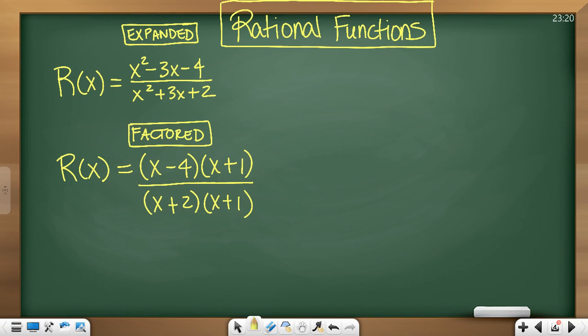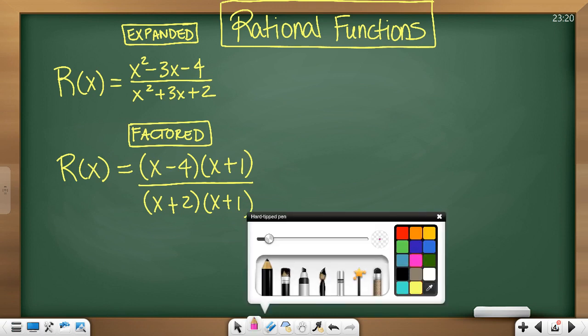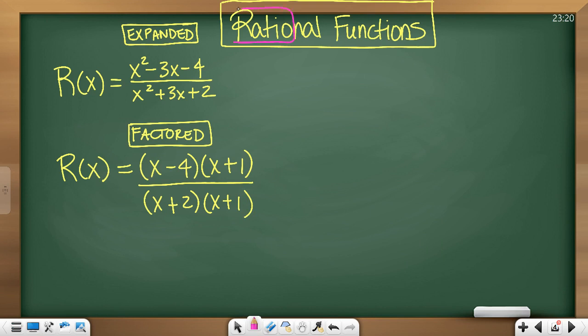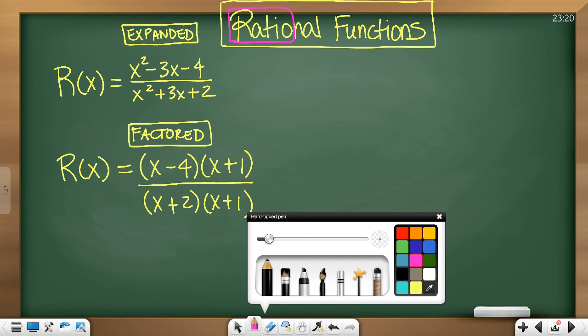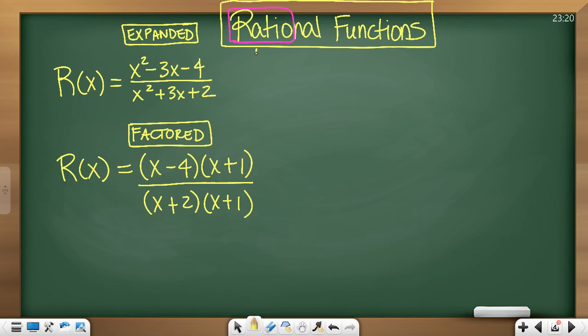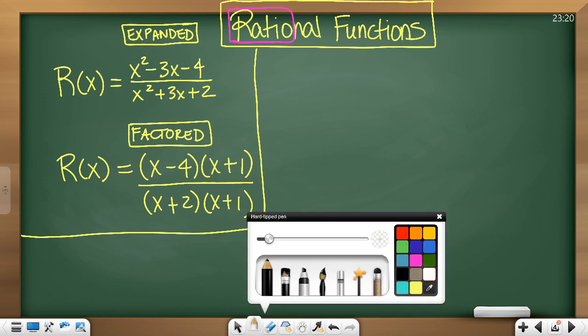Now, remember, a rational function is called a rational function because it comes from the word ratio, meaning fraction. So basically what you have is a fraction of polynomials. That's what a rational function is. So we're going to look at the different aspects of rational functions and compare them using this example. I'm going to put a little box around this, and we're going to look at a couple of different features.